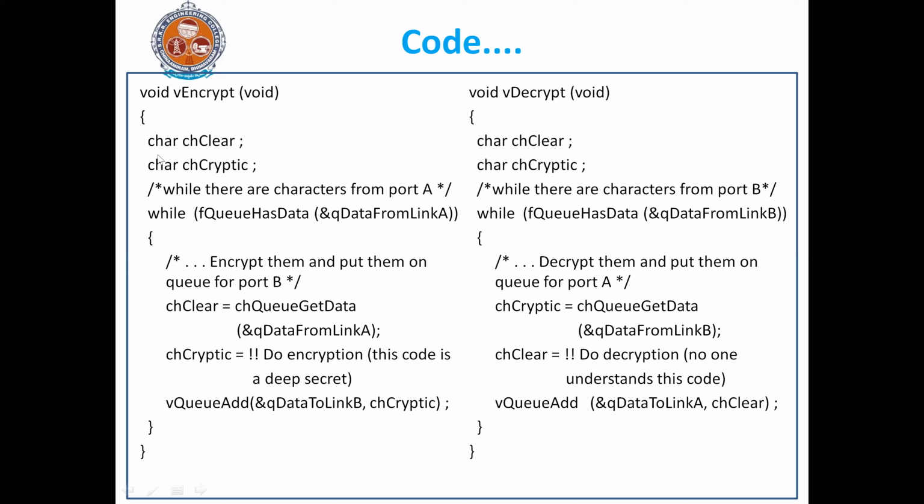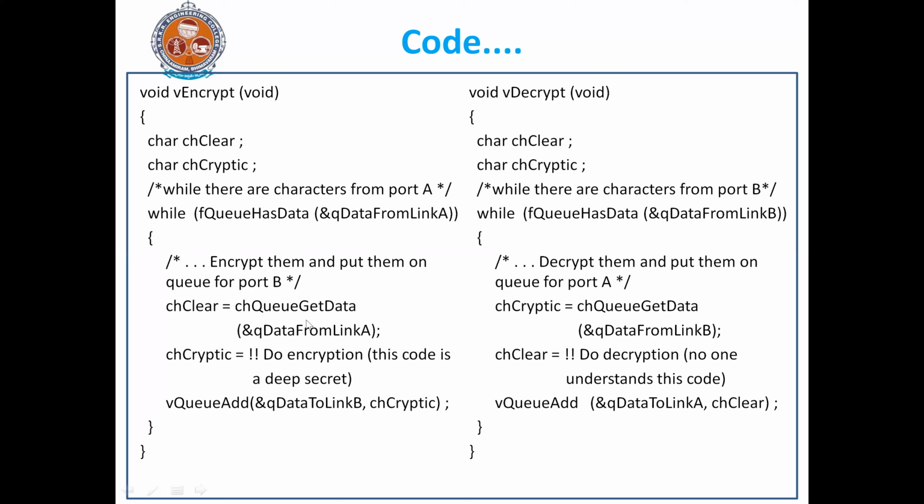In the case of the v encrypt and v decrypt functions, what are they doing? Continuously, while there are characters from port A, it has to encrypt the data. That's why we are checking in a loop: when FQ has some data from link A, if it has some data, encrypt it and put it onto the queue for port B. So you should first encrypt it and then put it onto port B.